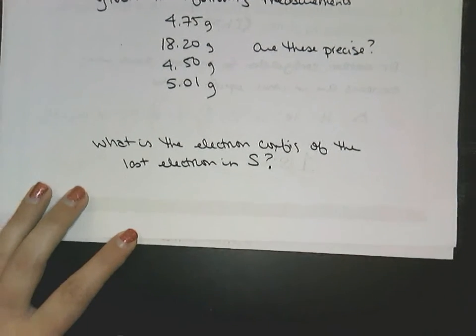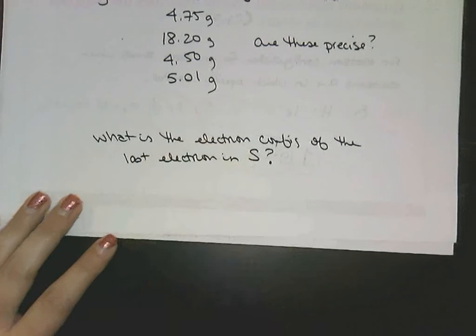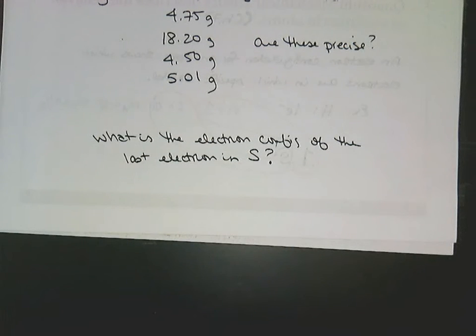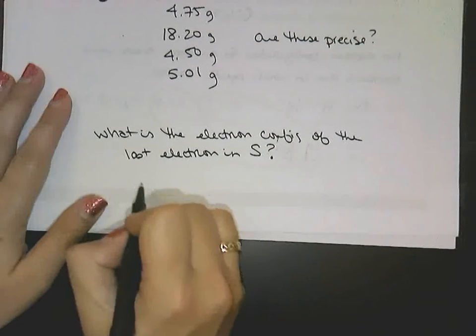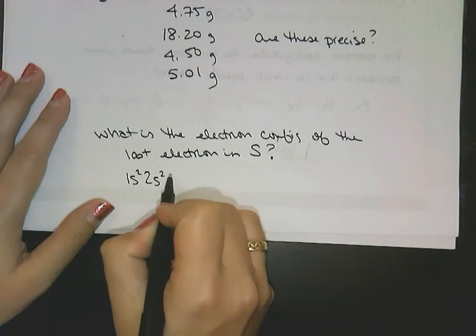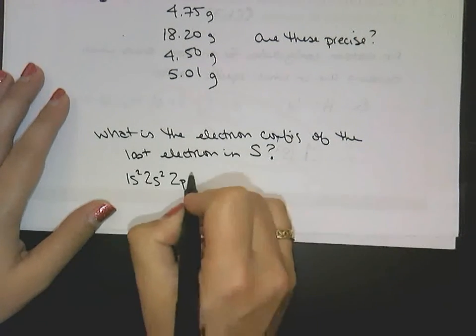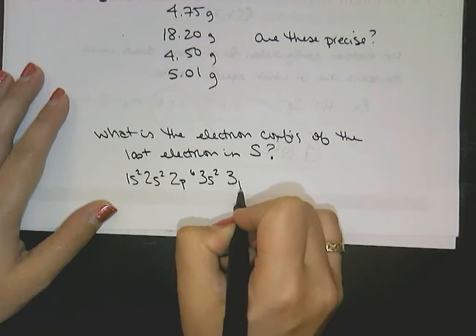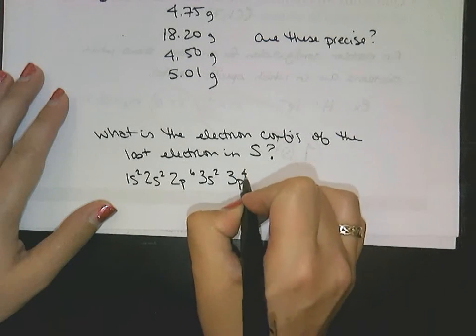All right, so how would I go about figuring out the electron configuration of the very last electron I put in sulfur? If you remember, it'd be 3p, and then what? So S by itself is 1s2, 2s2, 2p6, 3s2, 3p4. I'm looking for that number 4 electron.